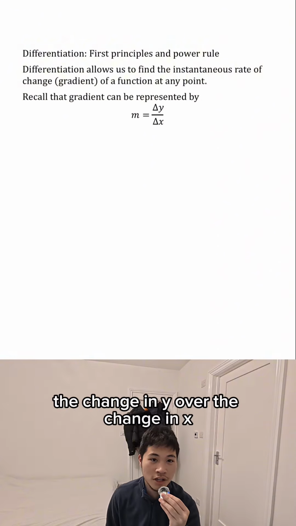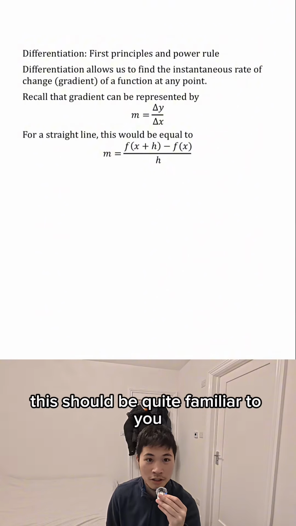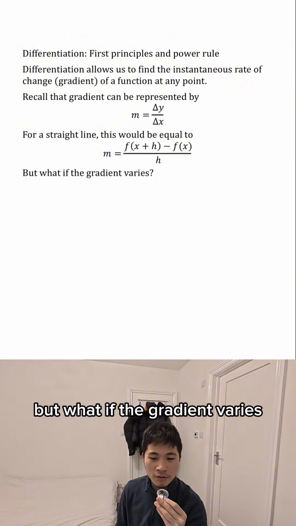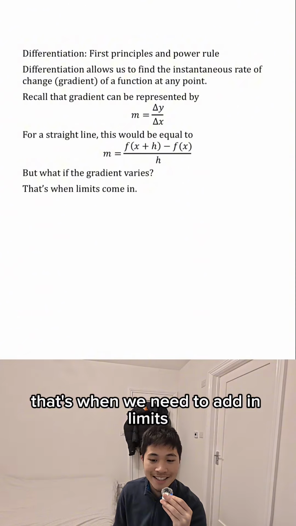We know that gradient's the change in y over the change in x, so for a straight line you can calculate it using this formula here. This should be quite familiar to you. But what if the gradient varies across the domain of a function? That's when we need to add in limits.